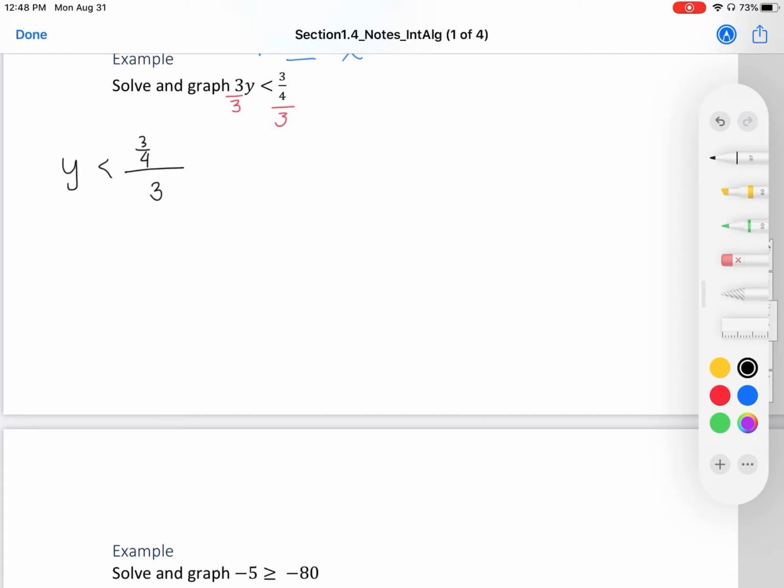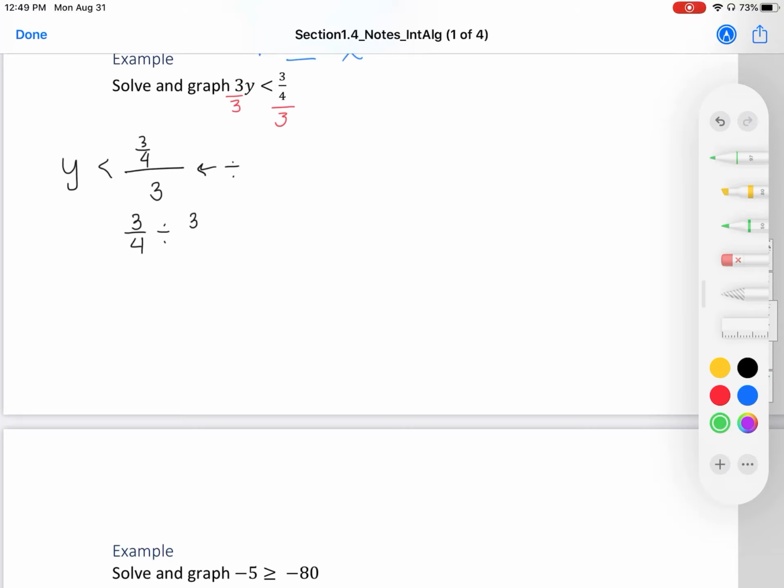Well, we're left with a complex fraction. Don't let that throw you off. You know how to deal with this. So remember, that's just a division sign. Let's write it horizontally. 3 divided by 4 is divided by 3. Do you remember how to divide fractions?